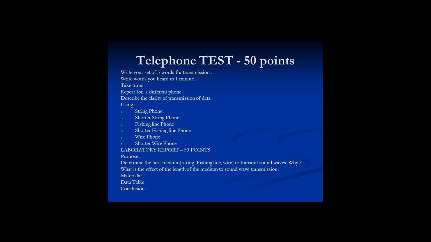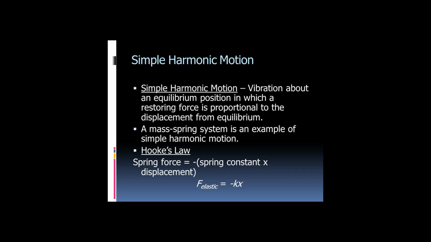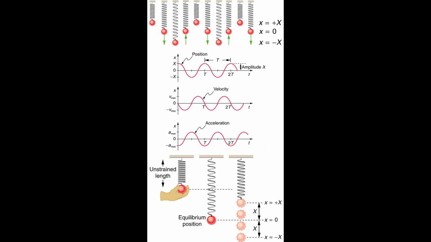Maximum speed is omega A at the equilibrium point. a(t) = d²x/dt² = -A omega² cos(omega t - phi). Maximum acceleration is A omega² at the extreme points.